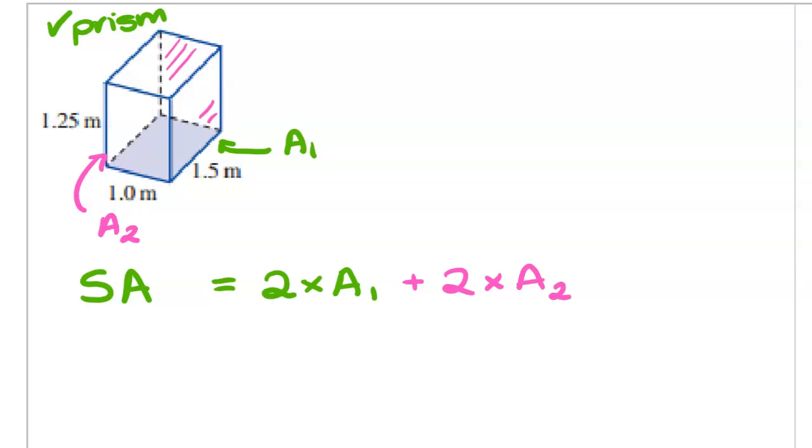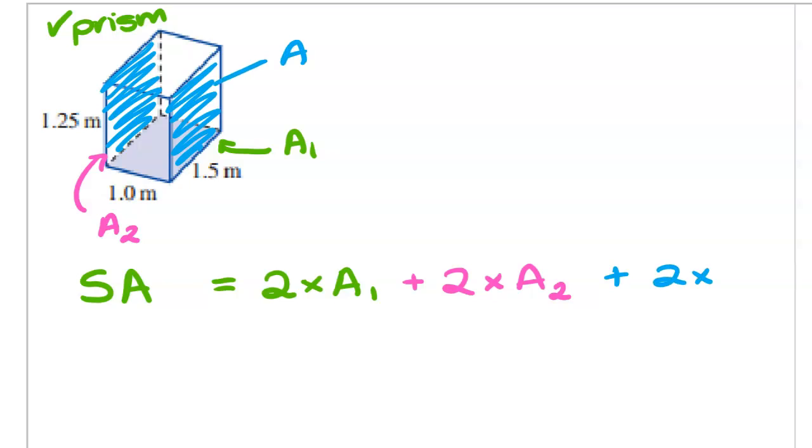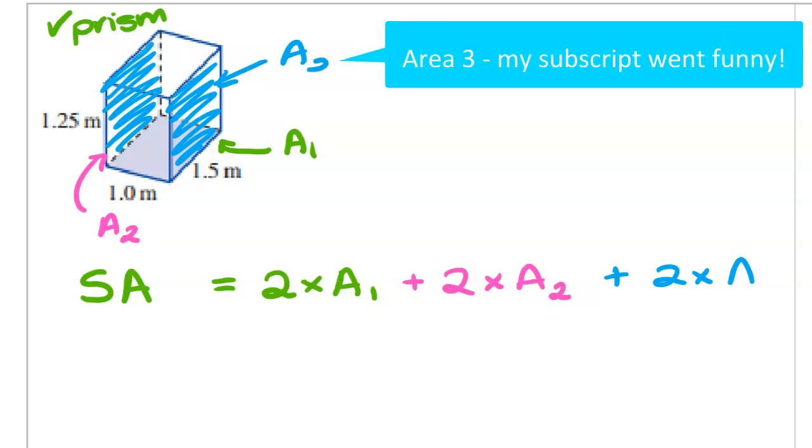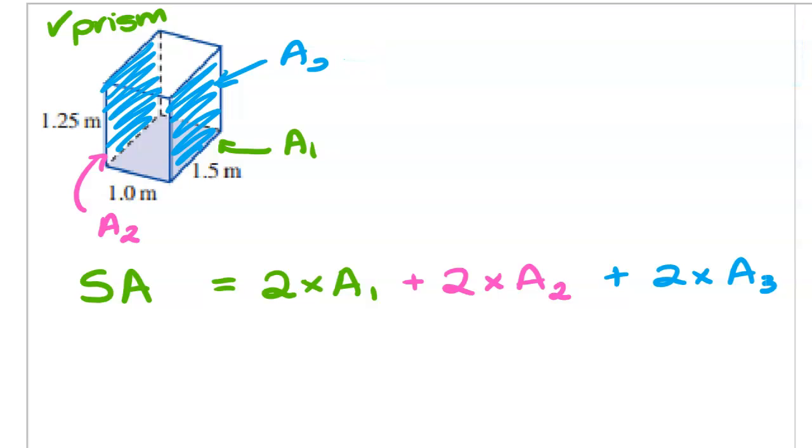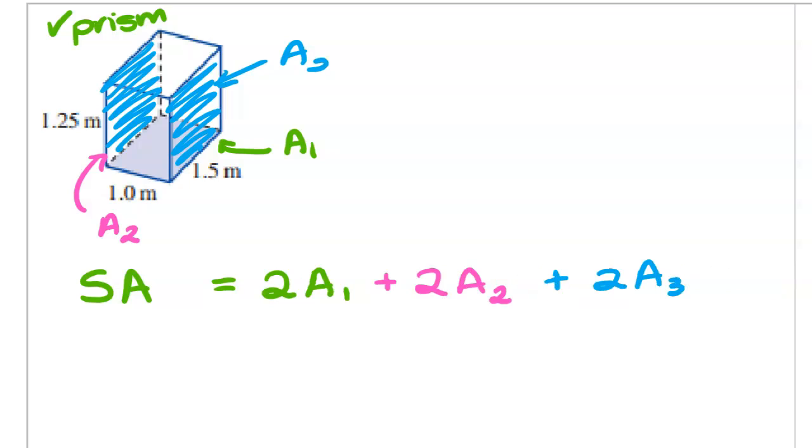Now, we've done the top and bottom, we've done the front and back, now we're going to need the sides. So we've got this rectangle here and this rectangle here. So we're going to need 2 lots of, let's call it area 3. That seems sensible. A3. Now, of course, if you wanted to follow the rules of algebra, you wouldn't need those multiplied signs in there. So in our next line, let's get rid of them. Okay, so we've got 2A1 plus 2A2 plus 2A3.